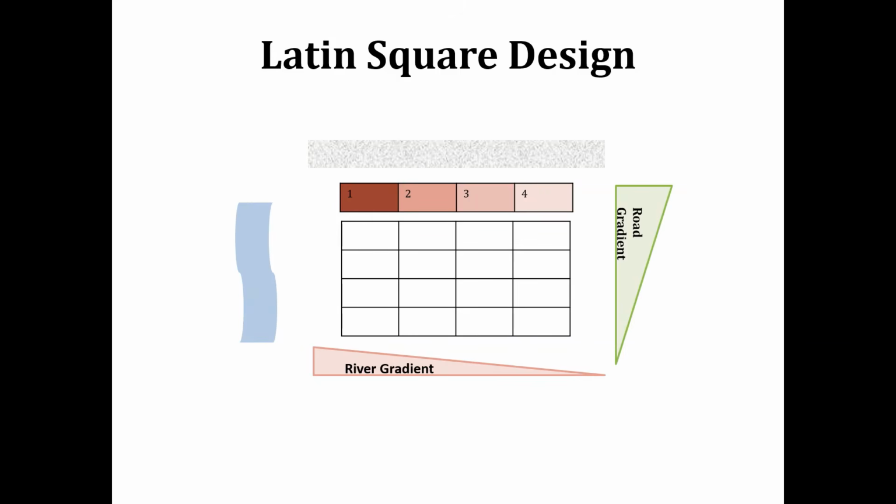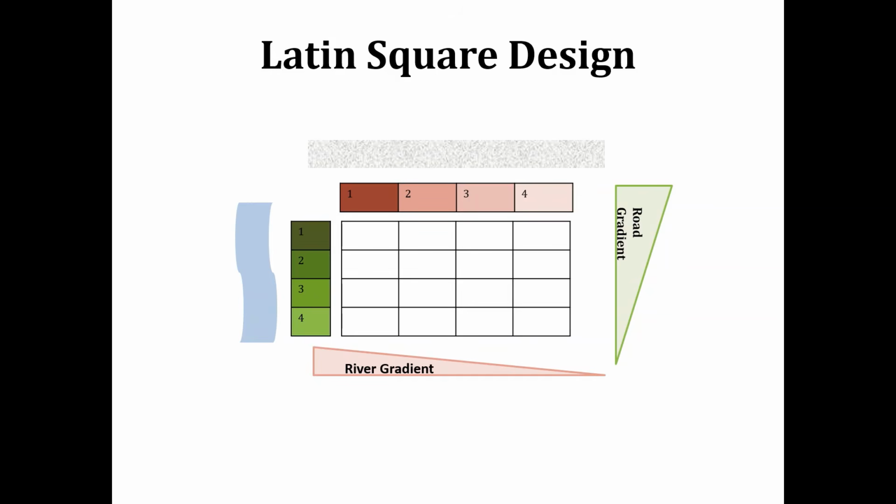Now let's see, we have another source of variation which is the road on one side, and we can see that the effect of this road is also present in the form of a gradient, because the effect of the road on the growth of the plants is going to be maximum in the plants growing near the road, and it will decrease as we move away from the road. So this road source of variation is also present in the form of a gradient. So what we are going to do is make blocks according to the road gradient as well.